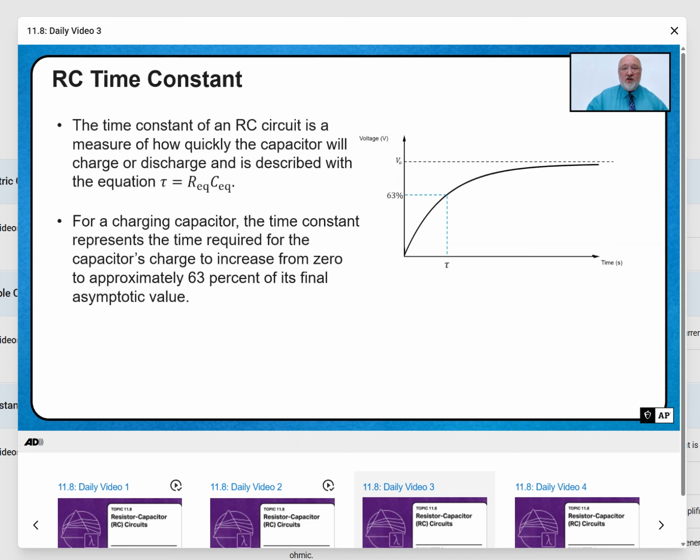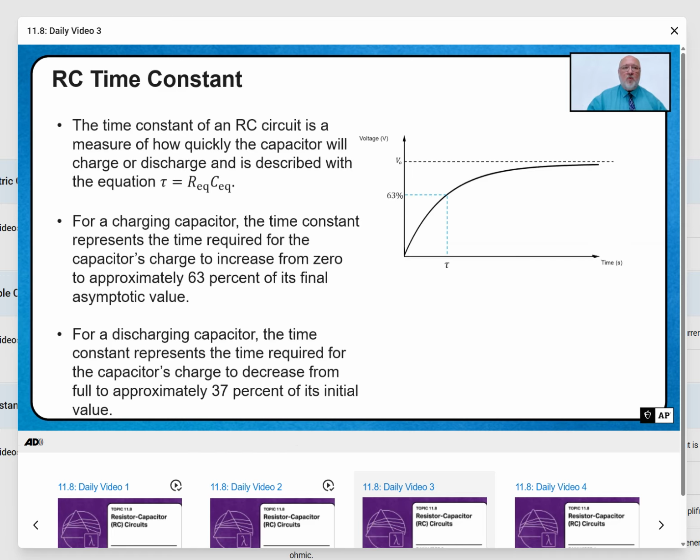So what if you're discharging an already charged capacitor? Well, it takes some time also. For a discharging capacitor, the time constant represents the time required for the capacitor's charge to decrease from fully charged to approximately 37% of its initial value. So 63%, 37%, I know they seem random, but let me show you where those numbers come from. This is your discharging capacitor, and that is the 37% mark.